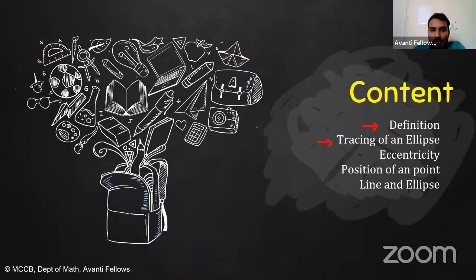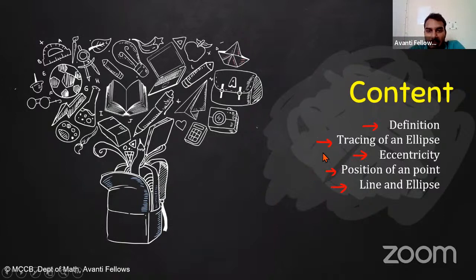And then we will be deriving the formula for the eccentricity of the ellipse. After that we will look into the position of a point with respect to the ellipse, and then line and ellipse. As you can see, most of the topics are exactly the same. Most of the topics we did in the circle and parabola, again we are doing in the ellipse, and again we will be doing this in the hyperbola also. So is there any doubt?